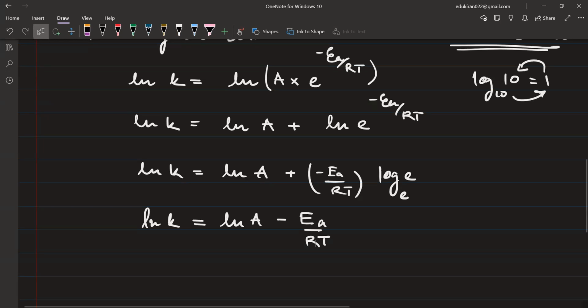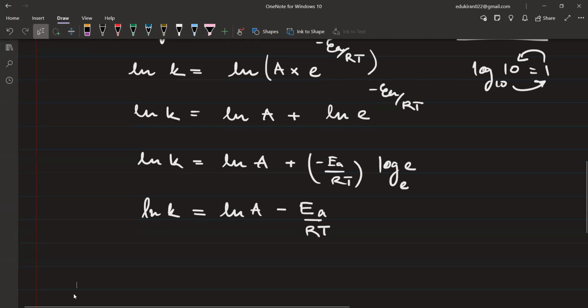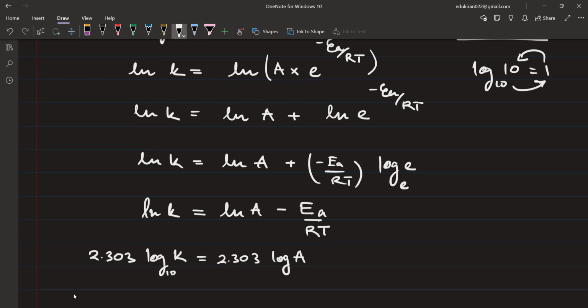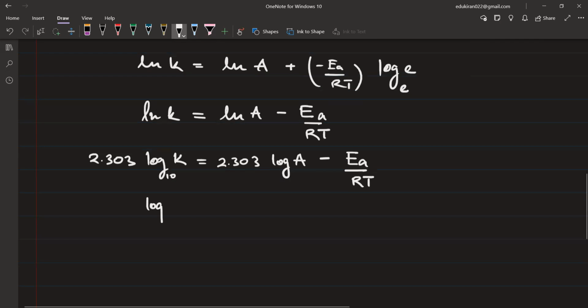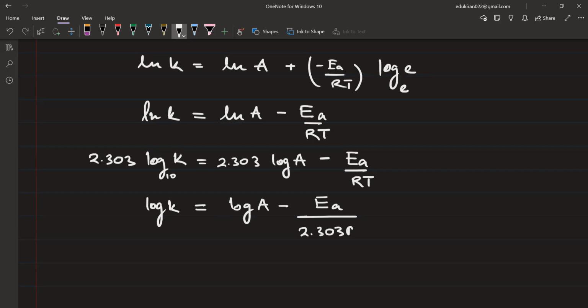Now we'll multiply by 2.303 on both sides. And what we will be getting here is 2.303 log K, since we have log with base 10, is equal to 2.303 log A minus Ea upon RT. Now log K will be equal to log A minus Ea upon 2.303 RT.